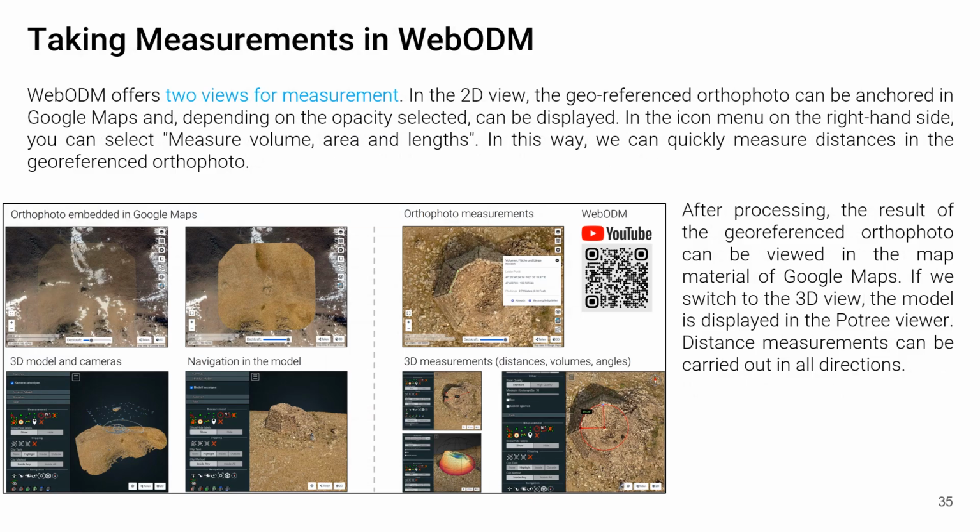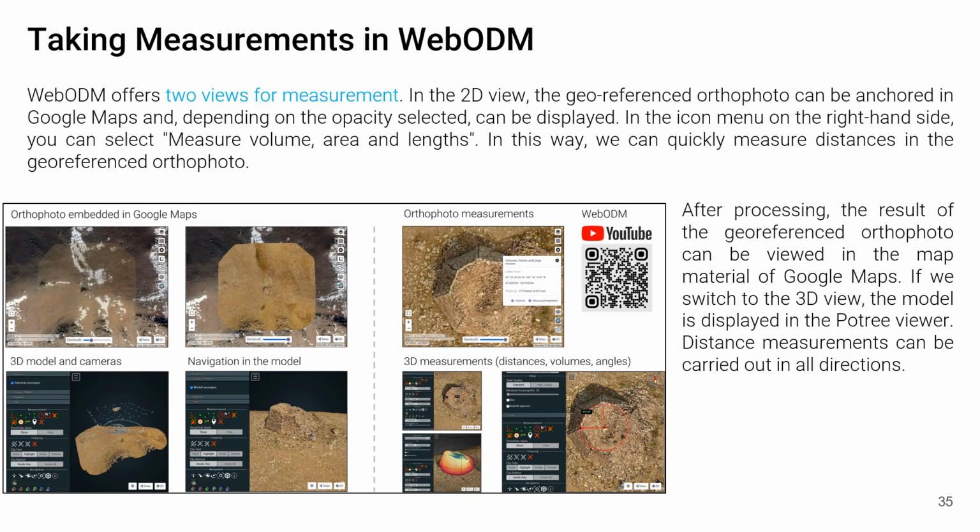WebODM offers two views for measurement. In the 2D view, the georeferenced orthophoto can be anchored in Google Maps and, depending on the opacity selected, can be displayed. In the icon menu on the right-hand side, you can select the point called Measure Volume, Area, and Lengths. In this way, we can quickly measure distances in the georeferenced orthophoto.